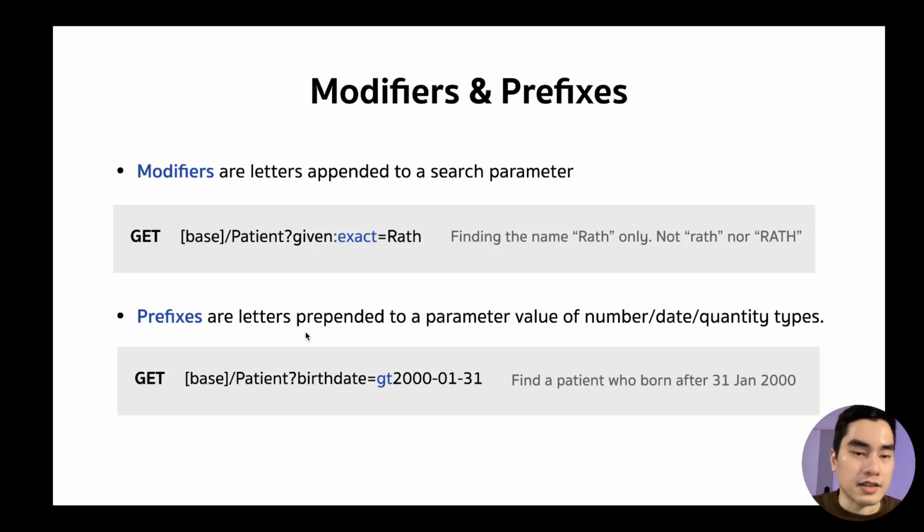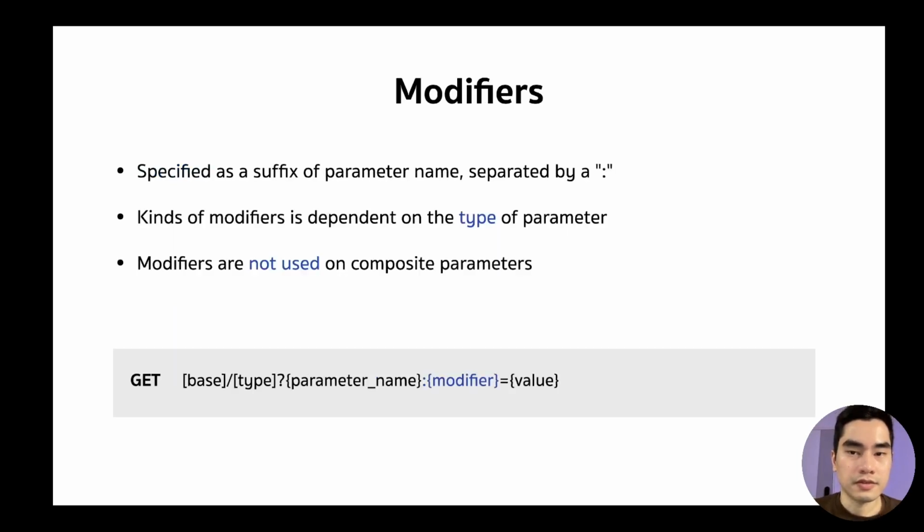Prefixes are letters that are prepended to a parameter value. They are used with number, date, and quantity types. If you say birth date equal GT, greater than, this date, it is finding patients who were born after this date. So that is an overview of modifier and prefix. Now we will go into detail for each item.